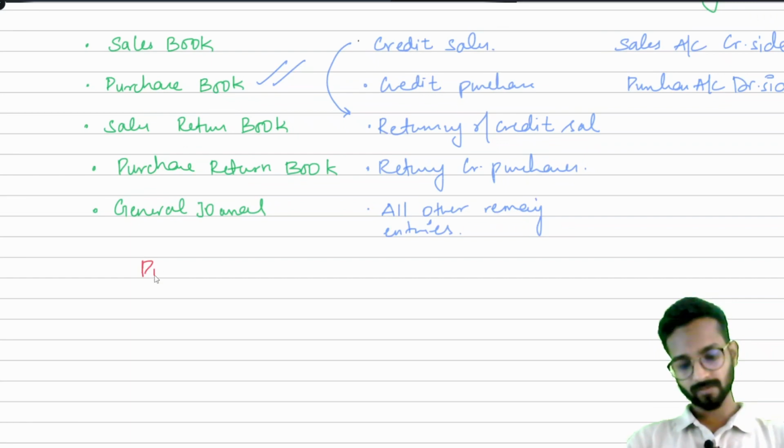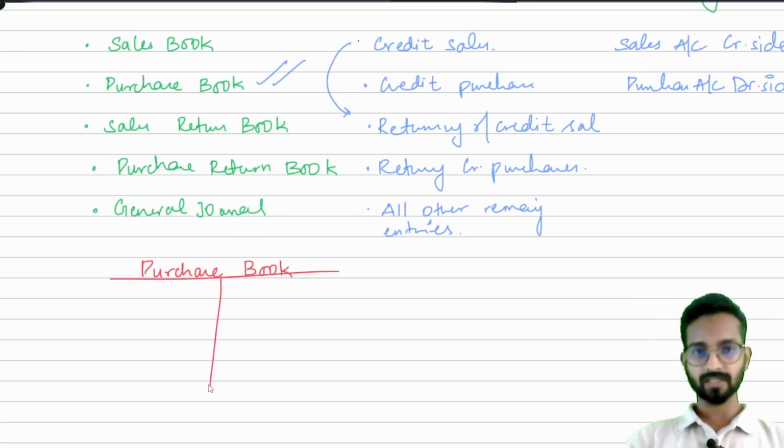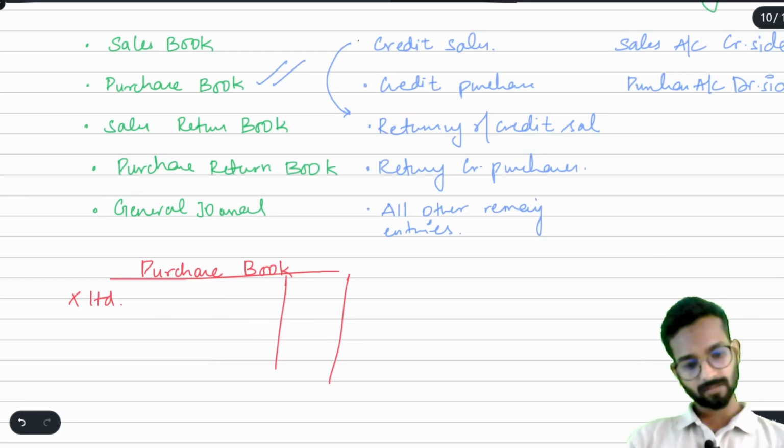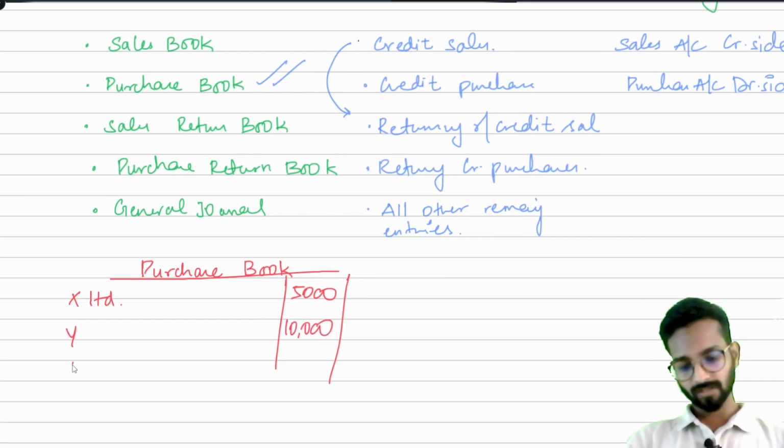Suppose there is a purchase book. Okay, please watch very carefully. The purchase book is the day book. In the purchase book, how do we write this? See, we will write the information here. Suppose we purchase from X Limited, say of amount 5,000. Then from Y we purchased 10,000, then from A we purchased say 30,000. Okay, so what's the total?